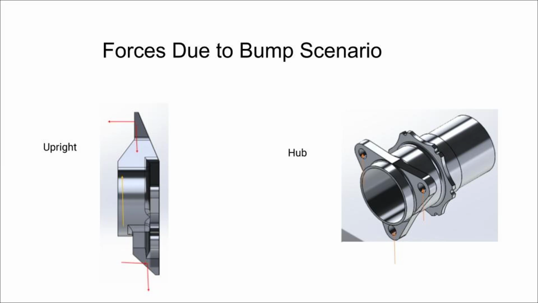On the hub, a bump scenario involves an upwards force on each of the three lug bolt holes. A reaction force is exhibited by the far section of the shaft where the hub sleeves into the upright.